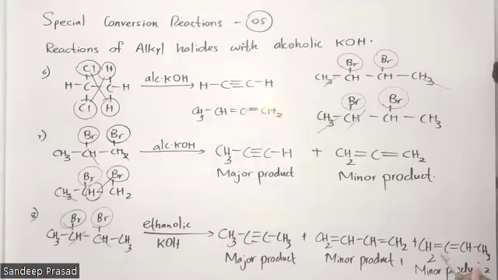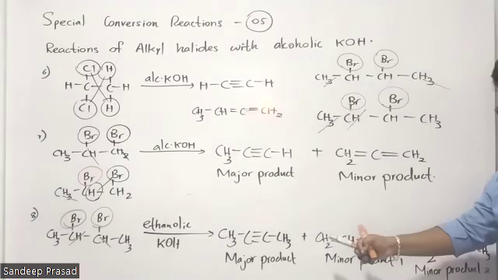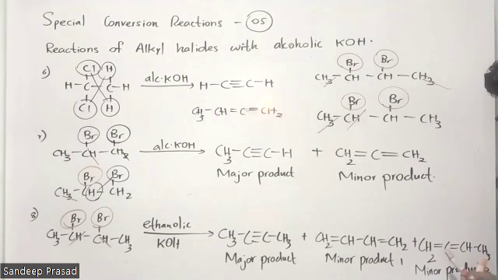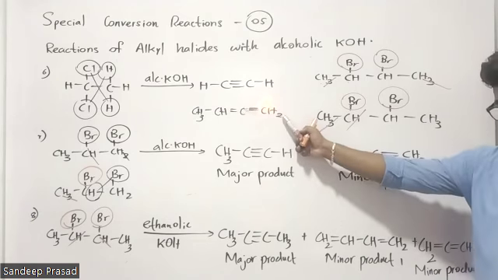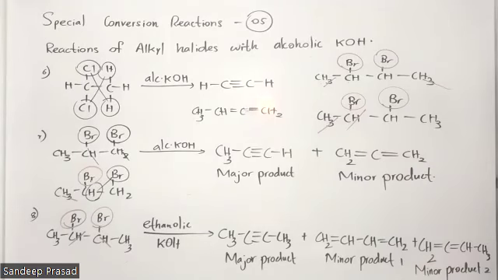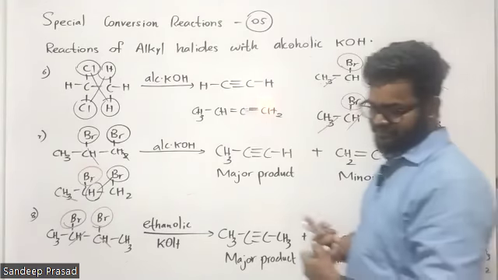So that's why I consider we have only one major product and two minor products. We don't have three minor products. We have only one major product and two minor products. So the minor product 2 and this product I have written are exactly the same. Only the direction is different.